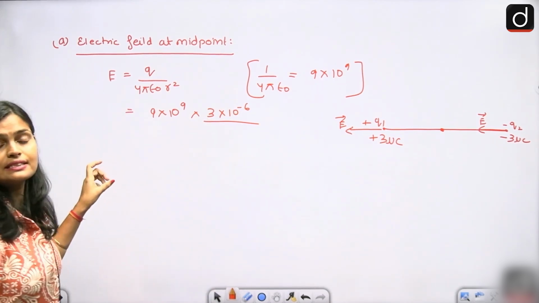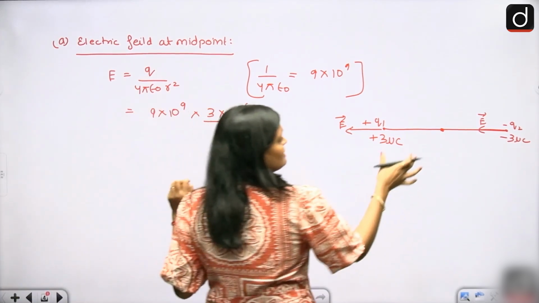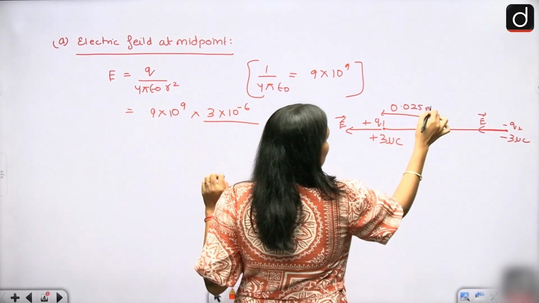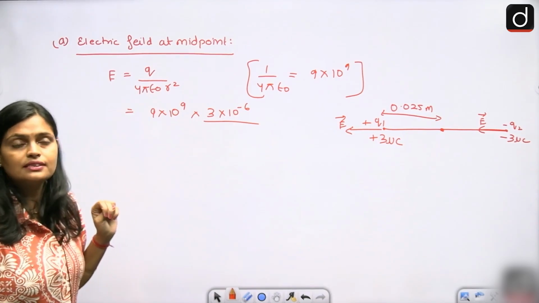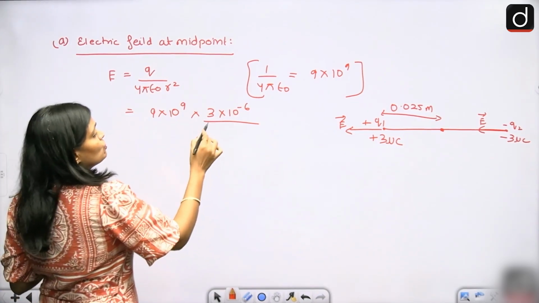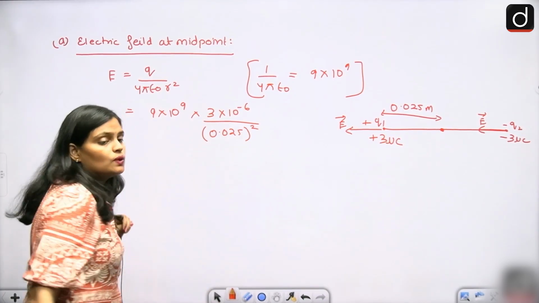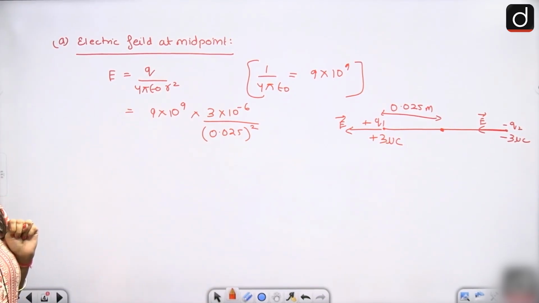And what is the distance between, the distance from here to here, what will be 0.025 meter, right? This is the only distance between them, so it is 0.025 meter whole square, right? So now when you solve this, what you will get?